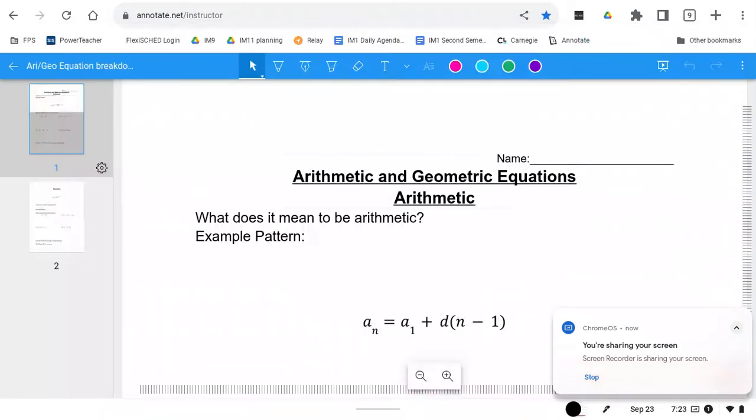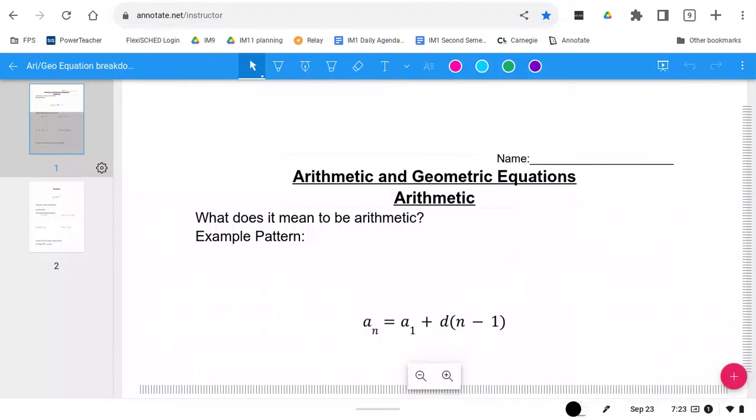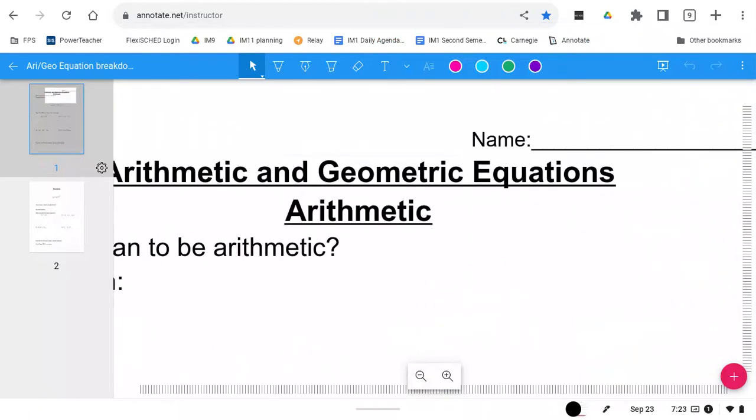All right, so we're going to go through just the equations for arithmetic and geometric and some examples and finding an actual term in this video. So what does it mean to be arithmetic? It's when we're adding and subtracting from term to term. And it has to be the same constant every time.